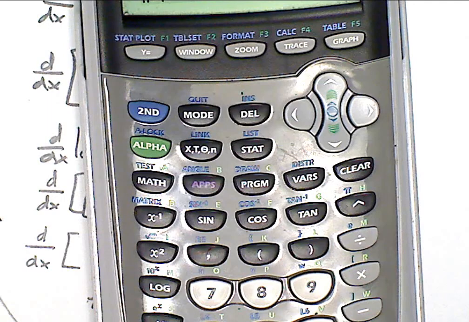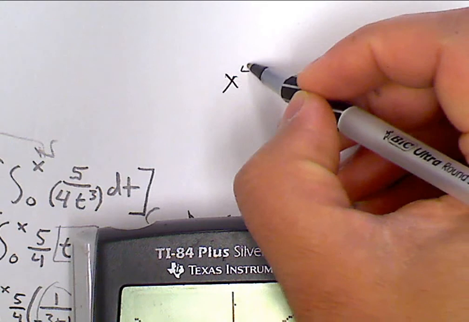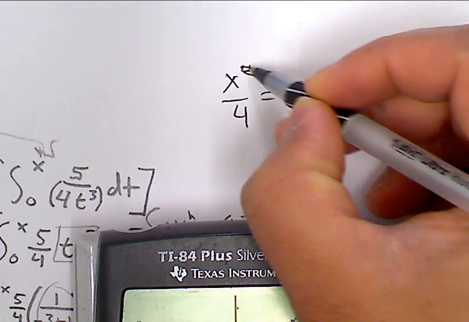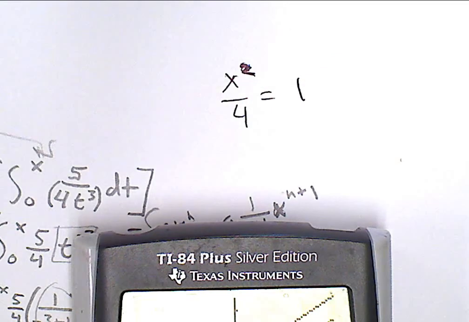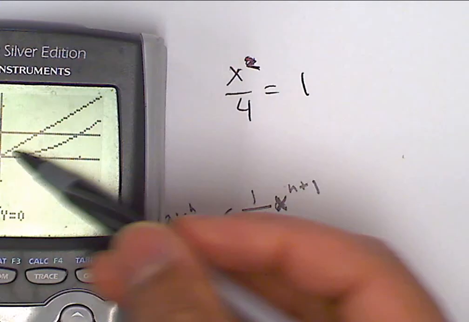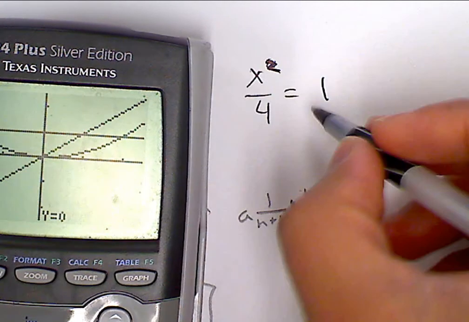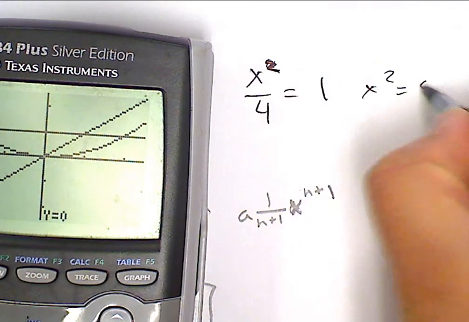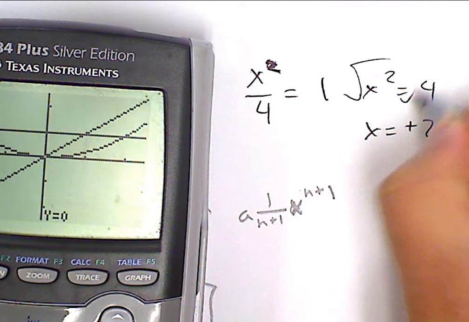Hey, Coach, if you did a square root, wouldn't it be negative 2 and positive 2? It would. It would be negative 2 and positive 2 when you did the square root, but hold on. Based on the graph, I'm only getting this area, so I'm only using this positive 2. So x squared equals 4, x equals only the positive 2 when you square root both sides. Okay?